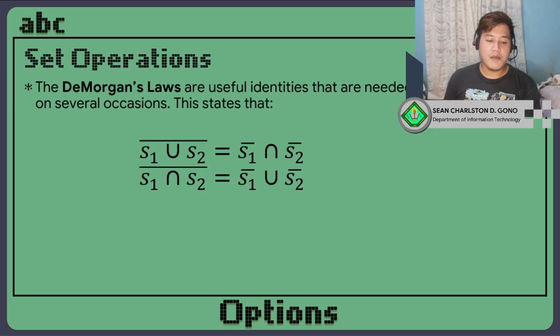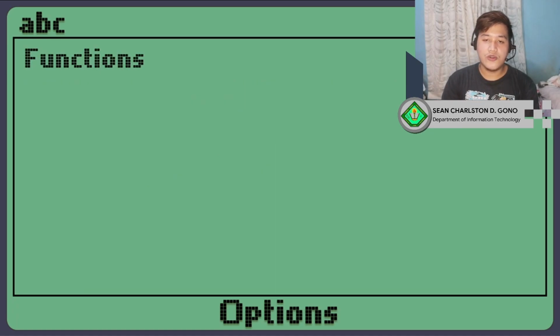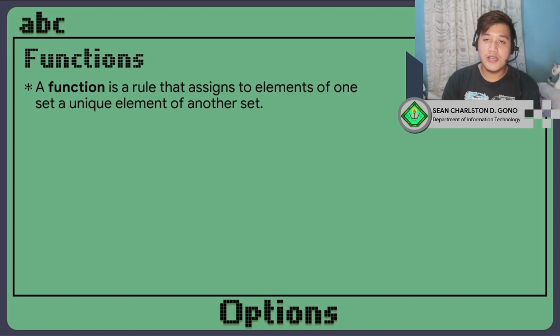Because again, the complement of intersect is union. So those are the De Morgan's laws. Now let's move on to functions. So what is a function? A function is a rule that assigns to elements of one set a unique element of another set.